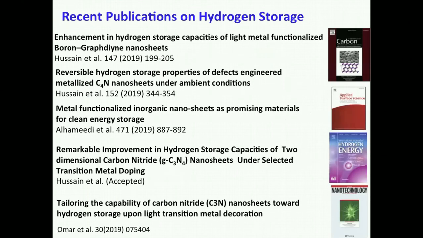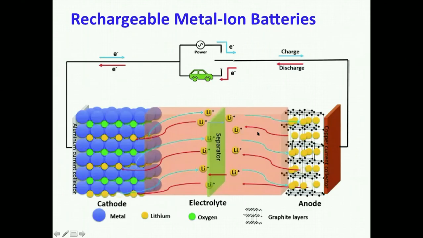Here we have studied some other systems like C4N. We have also studied BN2, carbon nitride, C3N4 and C3N. So we have studied different systems for hydrogen storage. All of these are 2D materials and these are recently published papers. So the next topic of my talk is rechargeable metal ion batteries.